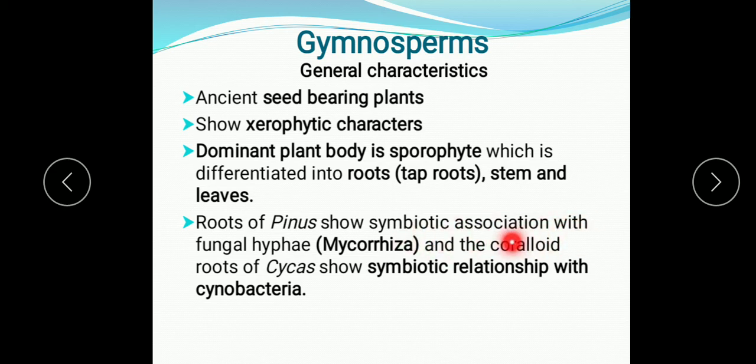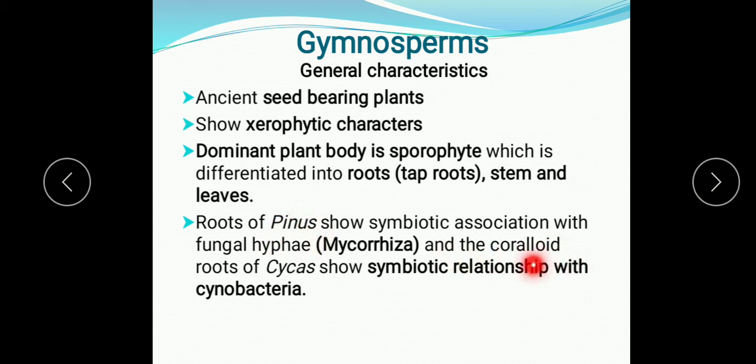So they show association with fungal hyphae. You have studied in the previous class that mycorrhiza and lichens are there. This mycorrhiza is actually the symbiotic association of the fungus and the roots of Pinus, the higher trees, if you remember. So the fungal hyphae develop in the roots of Pinus. They show the symbiotic association where the fungal hyphae get food from the tree, and in turn provide certain nutrients and moisture.